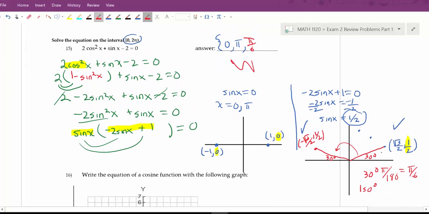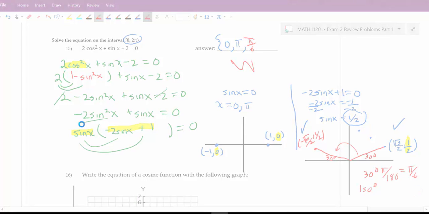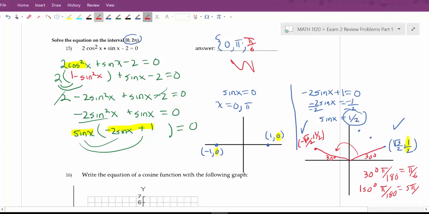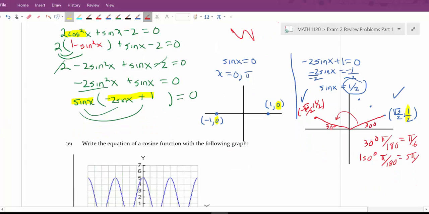Then if we multiply 150 times pi over 180 and do the reducing, that's going to be 5 pi over 6. So those would be the answers to the problem: 0, pi over 6, and 5 pi over 6. Again, this revolved around factoring, and once you did the factoring, you had to ultimately analyze those two statements on the unit circle to get the answer.